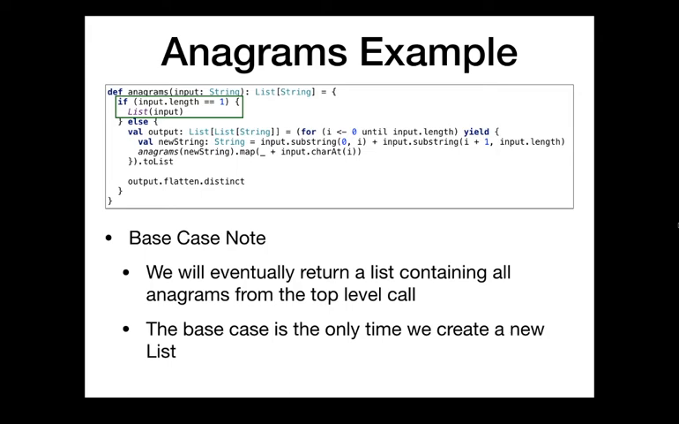The base case was the only time where we really created a brand new int. It's the only time we created a new int. We created it 0, and that was where we started adding to it. We kept getting that 0 returned, added 1 to it. Returned 1, added 2 to it. Returned 3, added 3 to it. The base case is where we're initializing stuff.